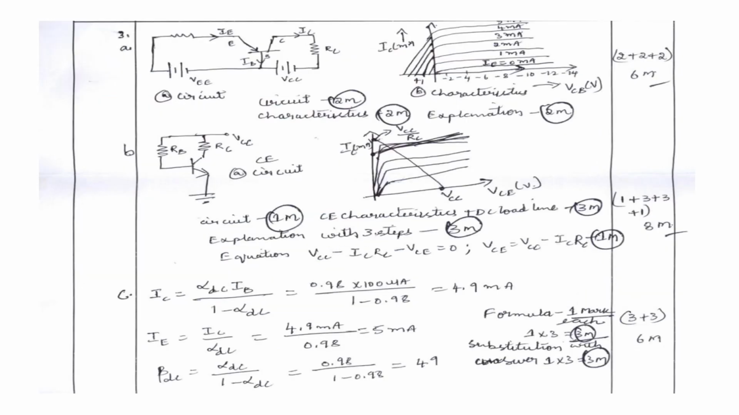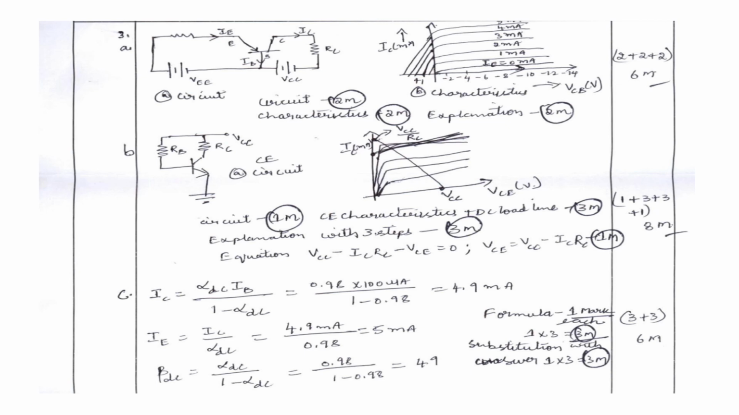So the scheme for these set of questions: what was the first question? Output characteristics of transistor, right? So the circuit carries 2 marks. The output characteristics carry 2 marks and the explanation carries 2 marks. So totally it is of 6 marks.